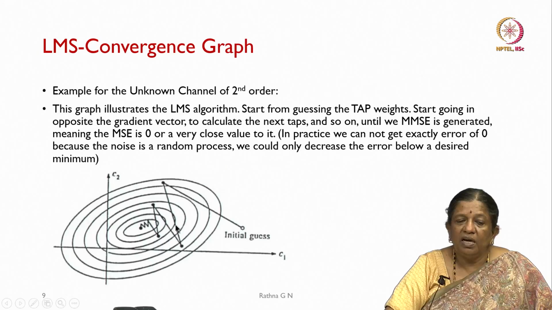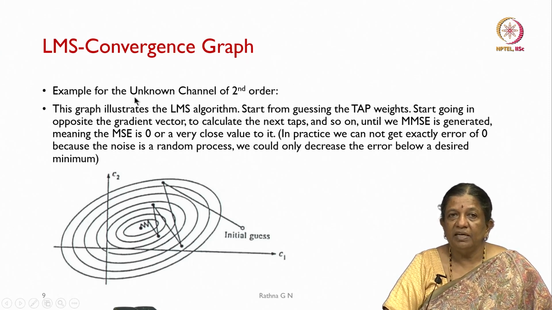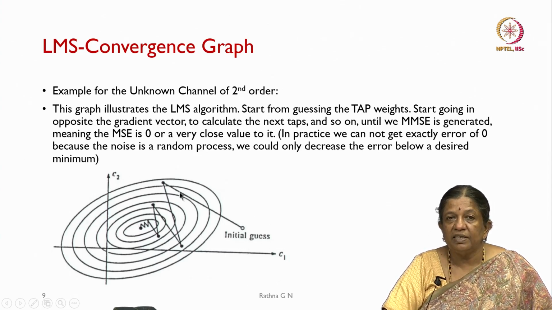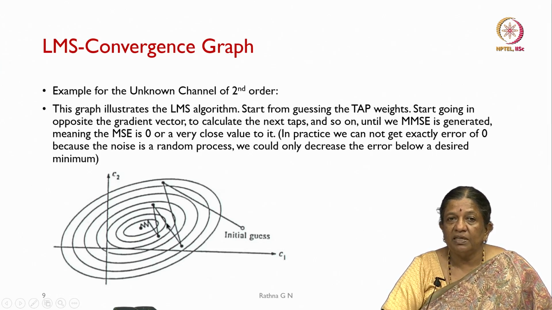Coming to how our graph is going to converge. We will see an unknown channel of second order that we have chosen, and this graph illustrates the initial guess here, and then this is our E1, and then C1 and C2 that we selected initially as we said. Then what happens? Depending on our mu, it will be traversing in this way in concentric circles, and we are supposed to get to 0.